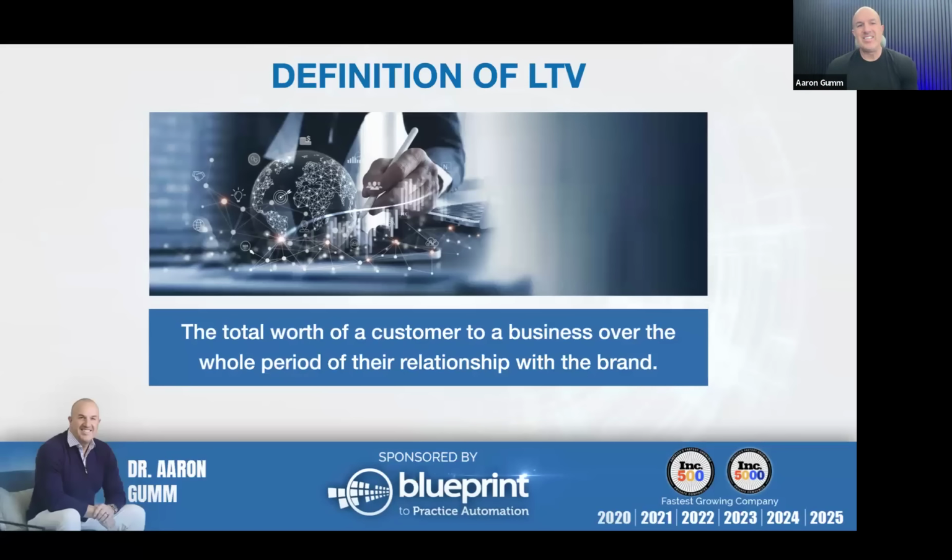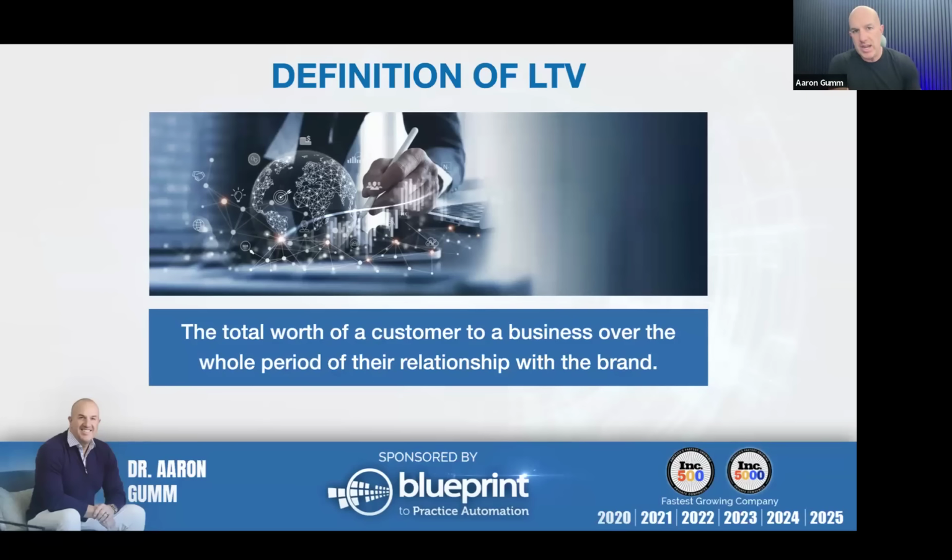So what is LTV? That's the total worth of a customer to a business over a period of time of the relationship with the brand. So it's how much money they spend with you over a period of time in your practice. Because if we can increase lifetime value, that means that we actually have more revenue per customer that we can reinvest into all areas in our business.